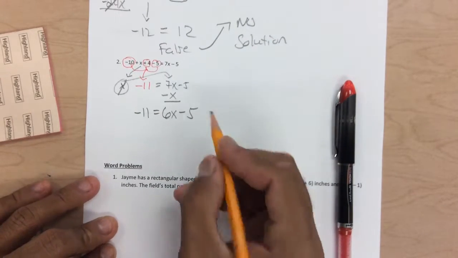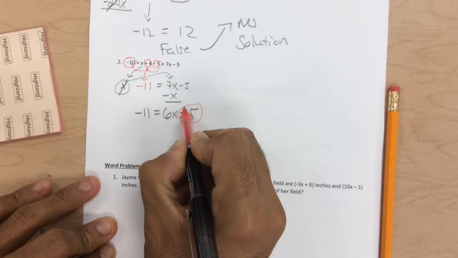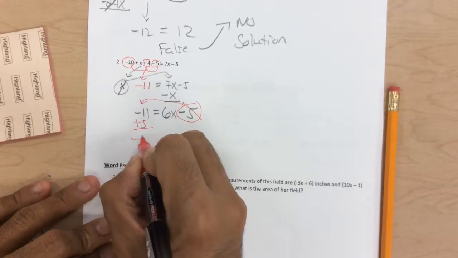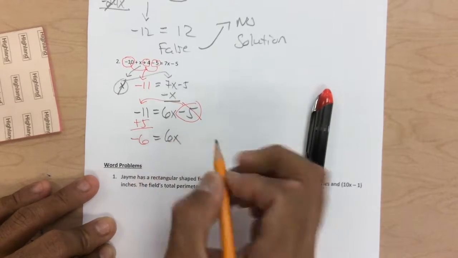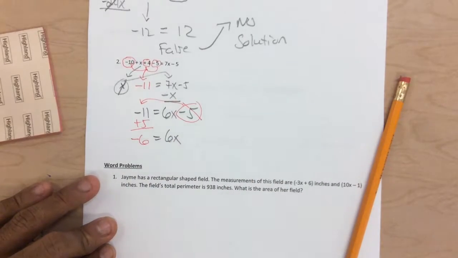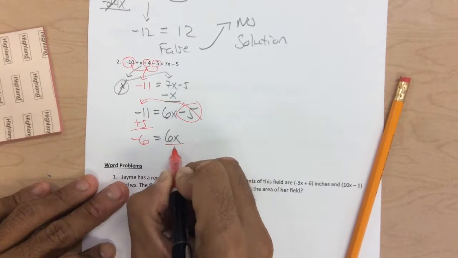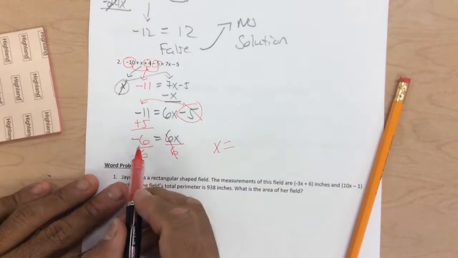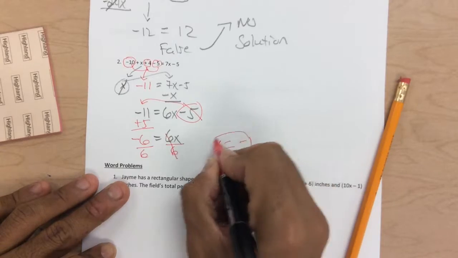Now next step is to move the constant. So I'm going to move that and make it a plus 5. So I'm left with negative 11 plus 5 is negative 6 equals, bring down your 6x. And then, of course, the last step is to move the coefficient. So the opposite of multiplying by 6, divide by 6. So x equals negative 6 divided by 6 is just negative 1.